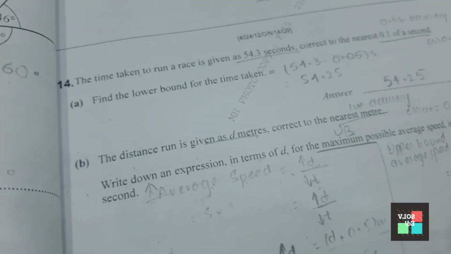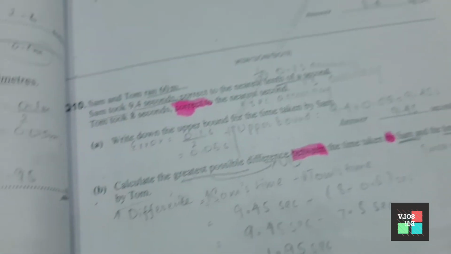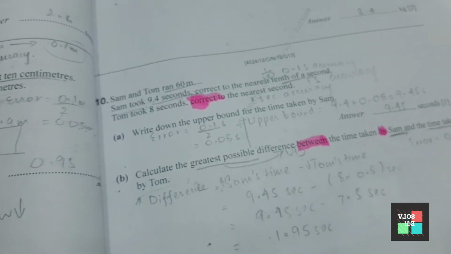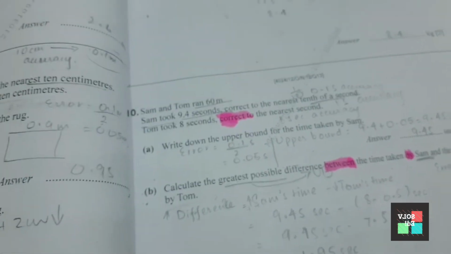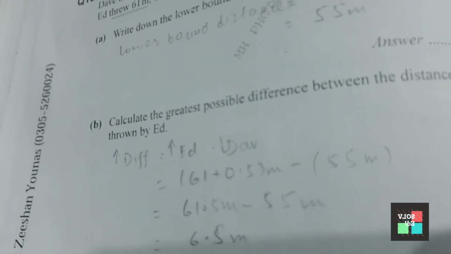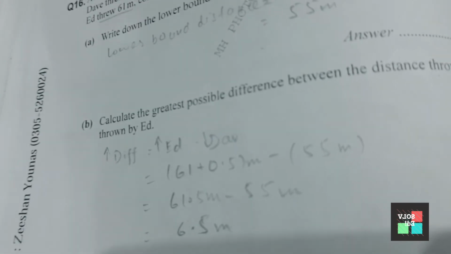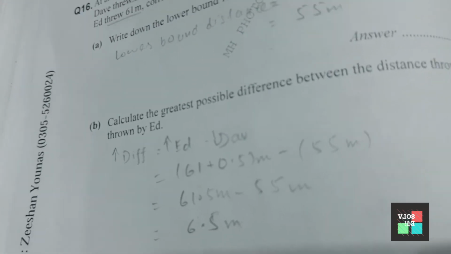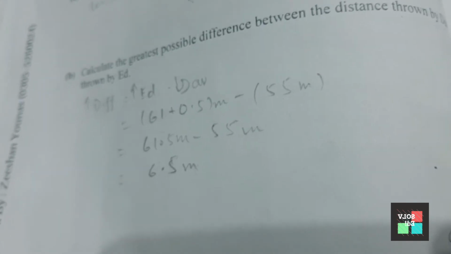And then calculate the greatest possible difference between the distance thrown by Dave and the distance thrown by Ed. Very, very similar again to that question with Tom and Sam. Yeah, this one. So if you think you're confident with this sort of question, give that one a try. I hope it's correct. Simply, we just construct the formula, and since this is greatest possible difference, I calculate an upper bound for Ed and a lower bound for Dave, since we're taking Dave's distance away. And our answer is right here.